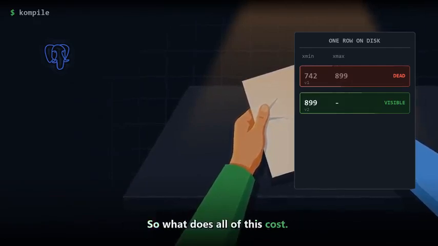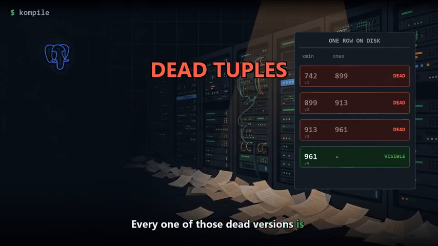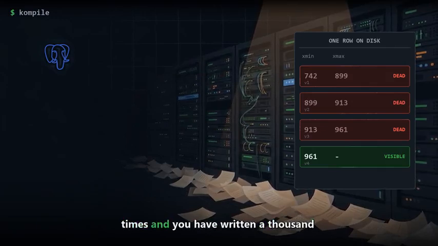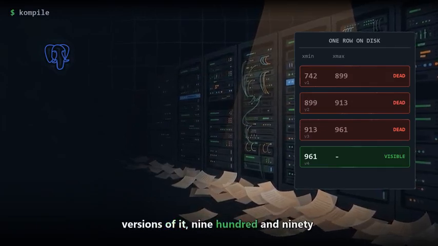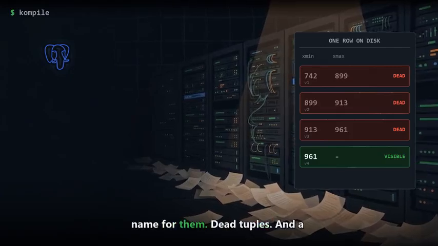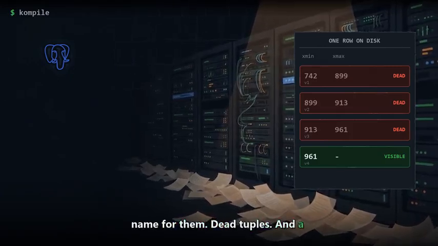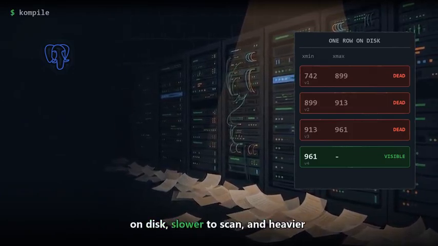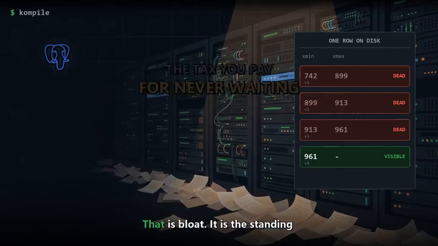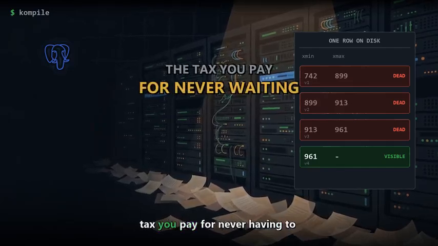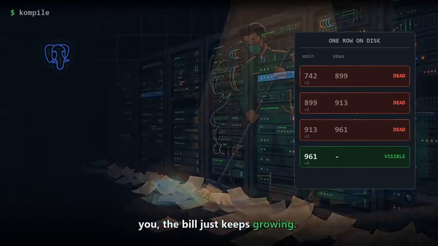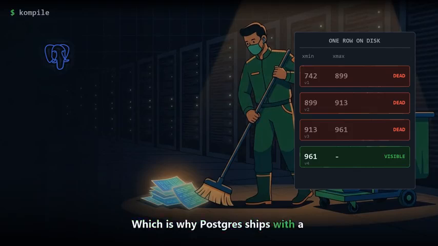So what does all of this cost? Every one of those dead versions is still occupying real space on a real disk. Update the same row 1,000 times, and you have written 1,000 versions of it, 999 of which are garbage that nobody can see anymore. Postgres has a name for them. Dead tuples. And a table full of dead tuples is bigger on disk, slower to scan, and heavier in memory than the data actually justifies. That is bloat. It is the standing tax you pay for never having to wait, and if nothing cleans up after you, the bill just keeps growing. Which is why Postgres ships with a janitor.